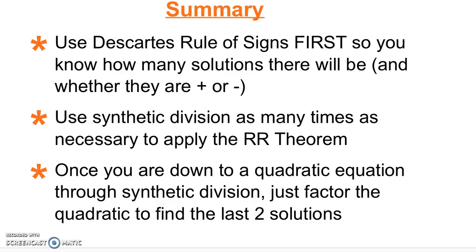Once you're down to a quadratic equation, 3 numbers left at the bottom before the 0 remainder at the bottom of synthetic division, just write those with the x's back in. The first number x squared plus the second number x plus the constant, and factor the quadratic to find the last 2 solutions. You don't have to keep doing synthetic division and guessing what divides in, although you can if you want to.